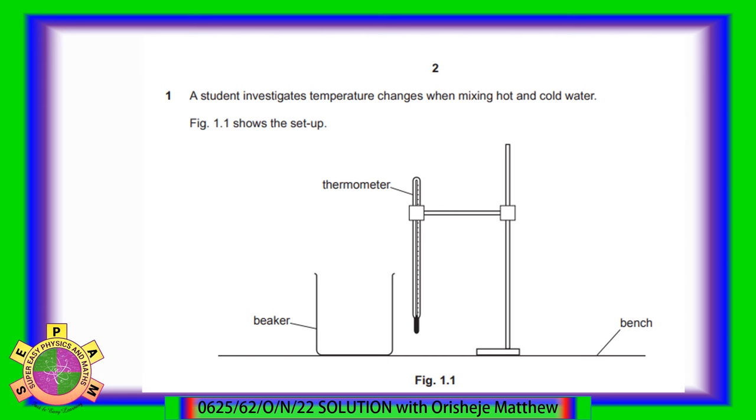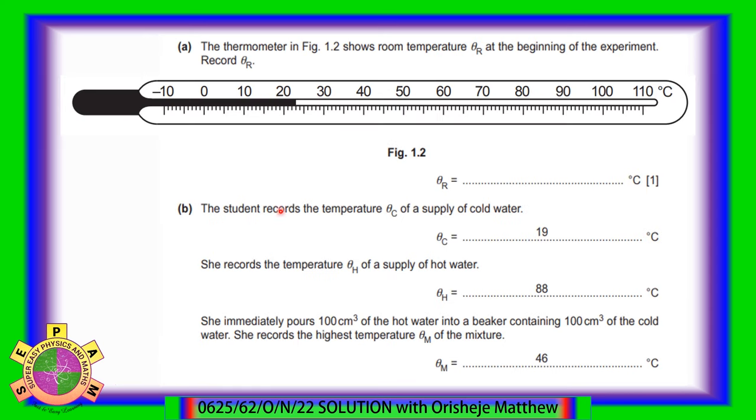Question one has to do with mixing hot water with cold water. The setup shows you need the thermometer to measure the room temperature, measure the initial temperature of the water in the beaker, measure the temperature of the hot water, and measure the final temperature of the mixture. This is the thermometer showing the room temperature, QR. So what is the room temperature? If you look at it, you have 21, 22, 23 degrees Celsius.